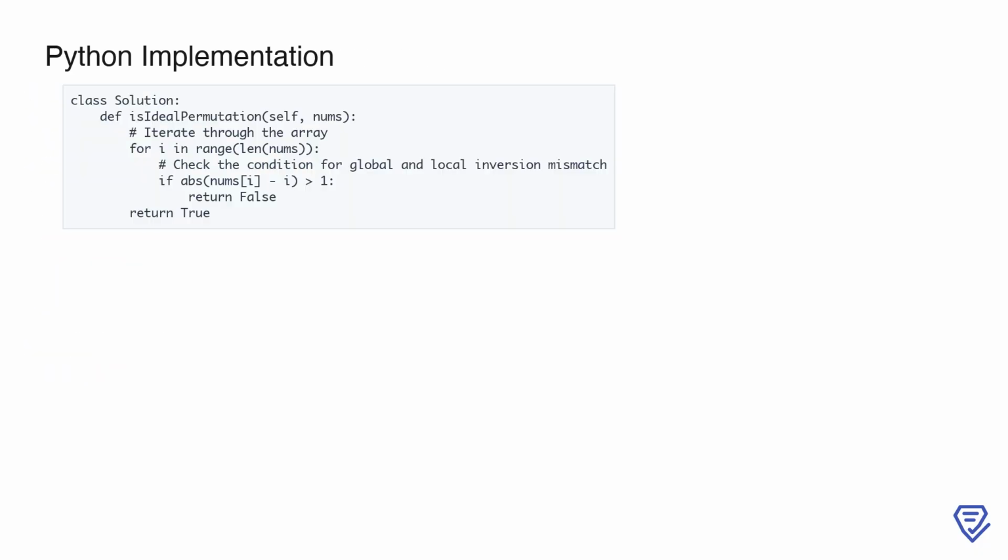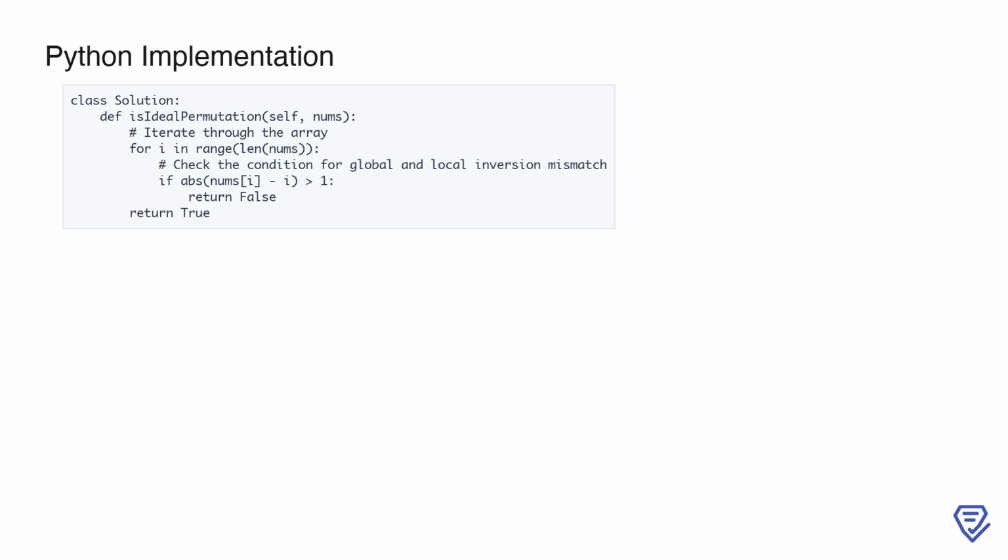This solution efficiently determines if the number of global inversions equals the number of local inversions. The key observation is that for the condition to hold, no number should be further than one position away from its original index in a sorted array. This is because any global inversion that isn't a local inversion would require such a mismatch. The algorithm iterates through the array, comparing the absolute difference between the value of the element and its index. If this difference exceeds 1 for any element, the function immediately returns false, as it indicates a global inversion that is not local. If the loop completes without finding such a mismatch, the function returns true.